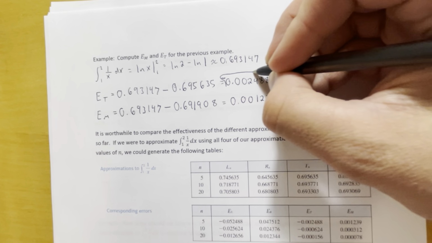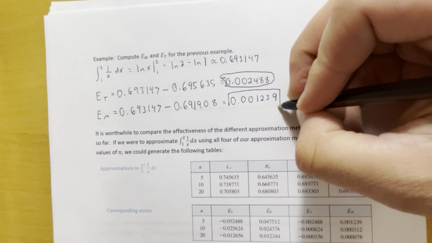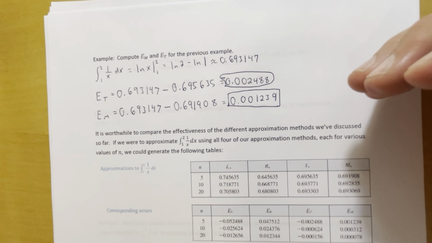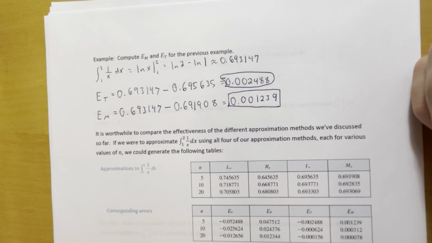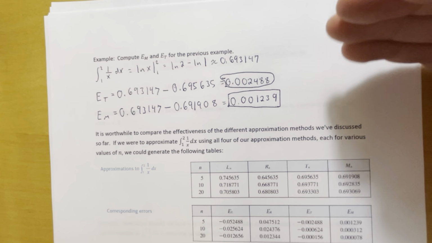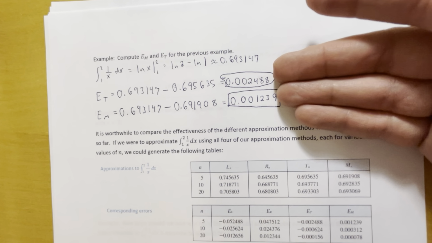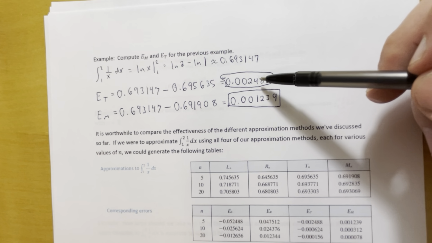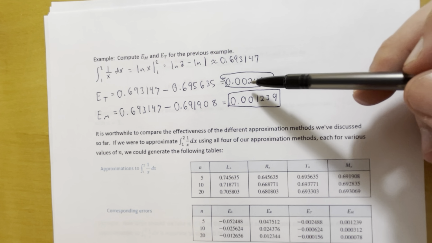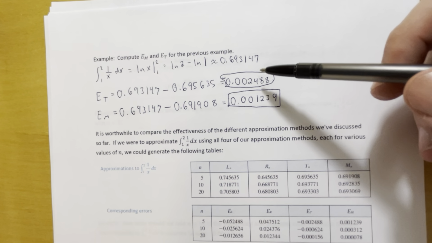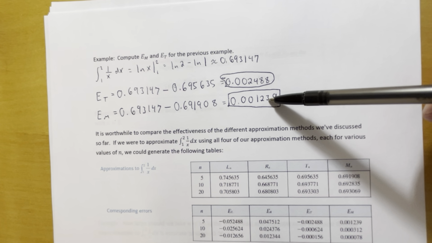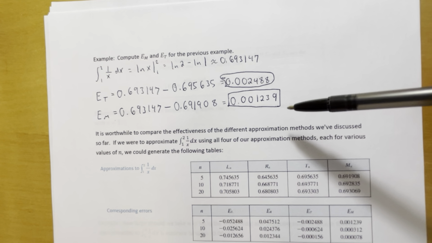So I have this, make sure that negative's included in there, and I have this. Now, oftentimes when we're finding errors, we're really more interested in the absolute value of those errors than whether they're positive or negative. Even though that is useful to know, for comparison purposes, we tend to take absolute values here. So if I were to take the absolute value of my error term for the trapezoidal rule and compare it to the error for my midpoint rule, I can see that both of them are good estimates. But the error on my midpoint rule is close to half of the error of my trapezoidal rule.